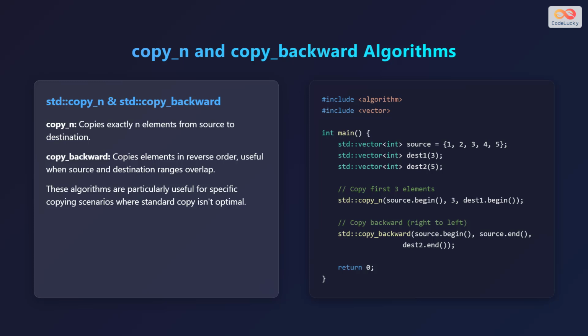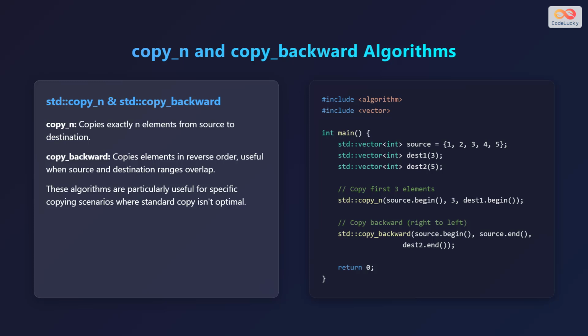Now let's look at a code example. First, we include the necessary headers, which are algorithm and vector. Inside the main function, we create a vector of integers named source, and initialize it with the values 1, 2, 3, 4, and 5. Then we create another vector of integers named destination1, and specify its size as 3, and another vector named destination2 with size 5.